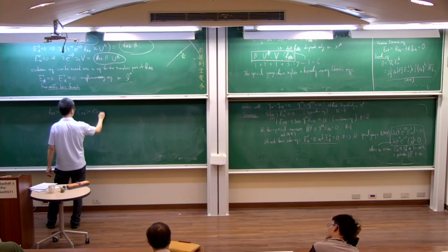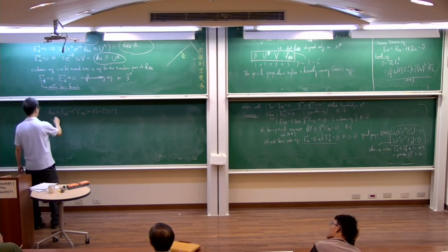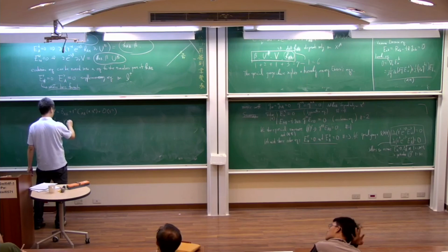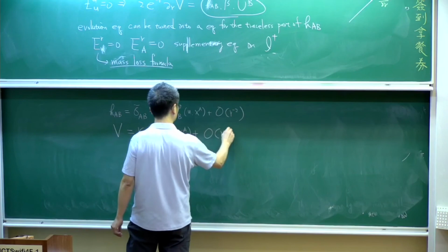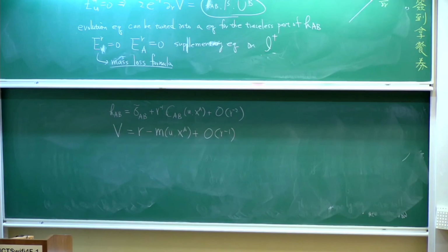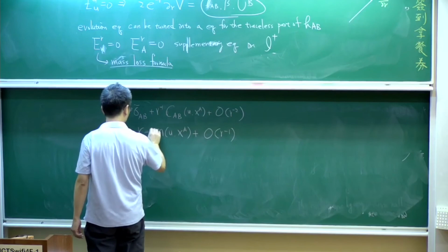And V, the leading term is going to be R, and then minus, this is the so-called mass aspect function that I mentioned the other day. You notice my definition of V is somewhat funny, because we divide by R, so this is R minus 2M.